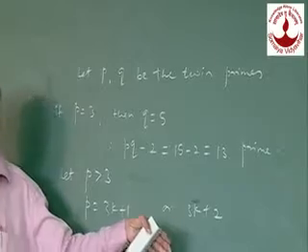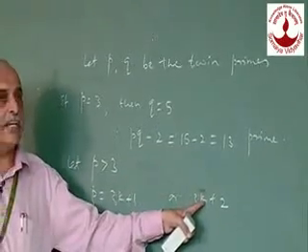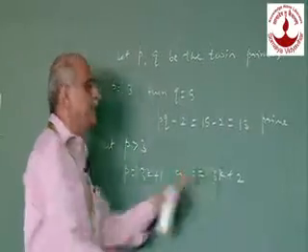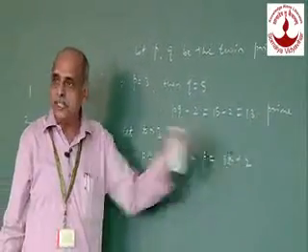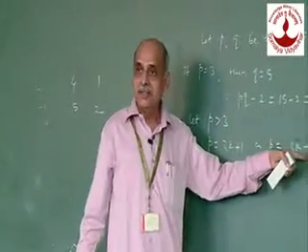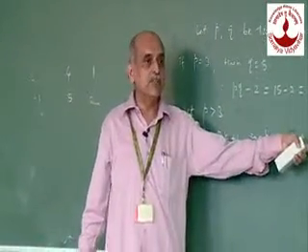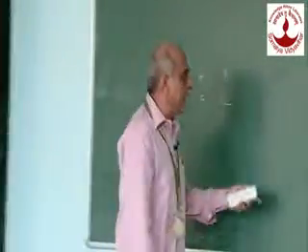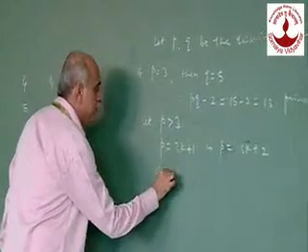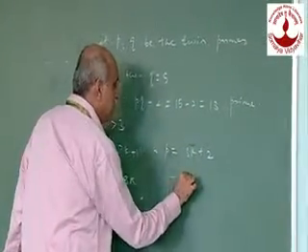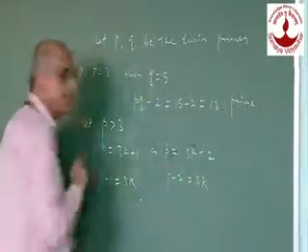For example, 11: select k as 3. 3 into 3, 9 plus 2, 11. If you take 17, 3 into 5, 15, 15 plus 2 is 17. Okay? Or we write in this form: P minus 1, which is the same as 3k, and P minus 2, which is also the same as 3k.